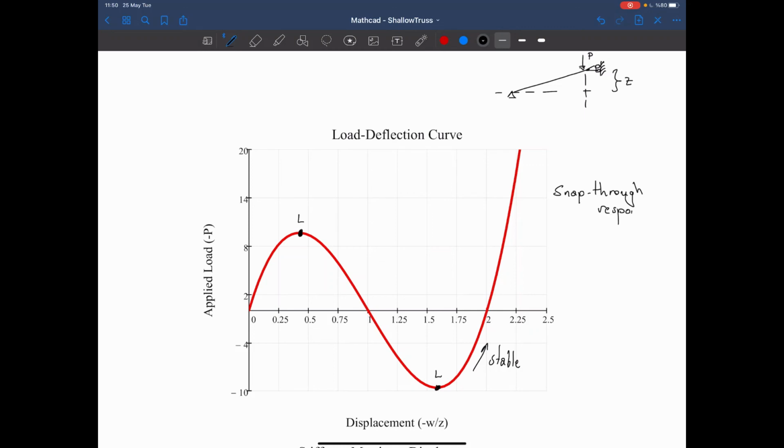response. And between these 2 points, the structure is unstable, dynamically takes off.